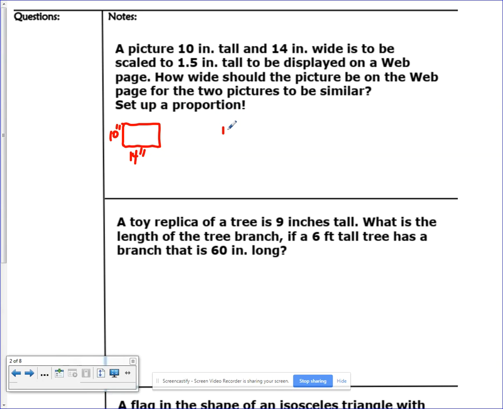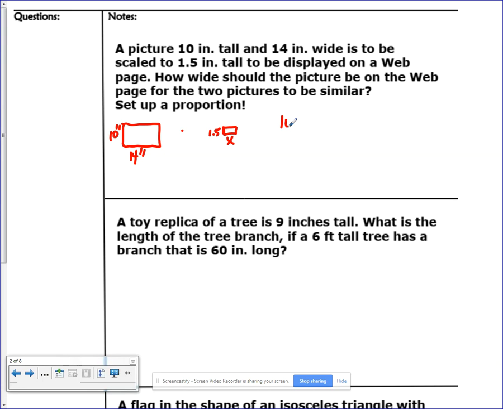We want it to be only 1.5 inches tall when we get this image on the web, but we don't want it super stretched out long. We want it to stay proportional. Otherwise, it's going to look weird. So we don't know what this one is. I'll just call it X. Okay, set up a proportion and solve.